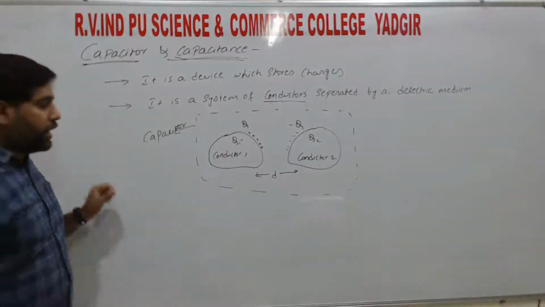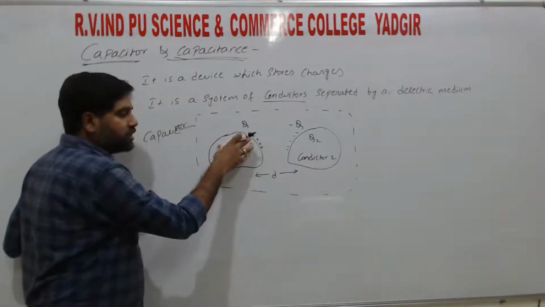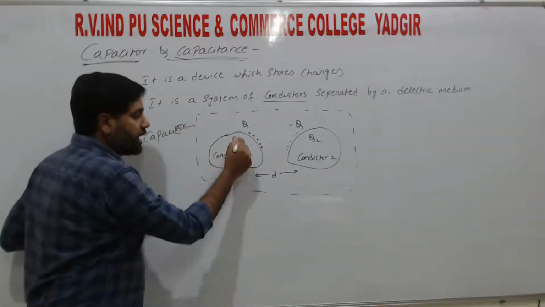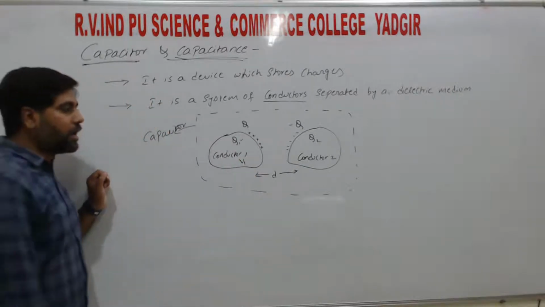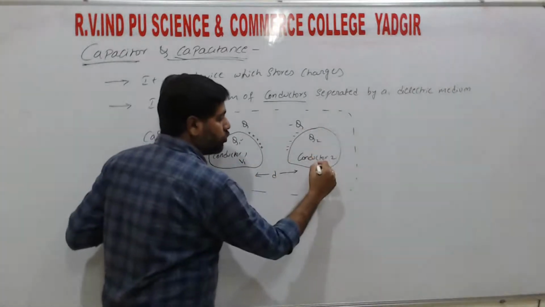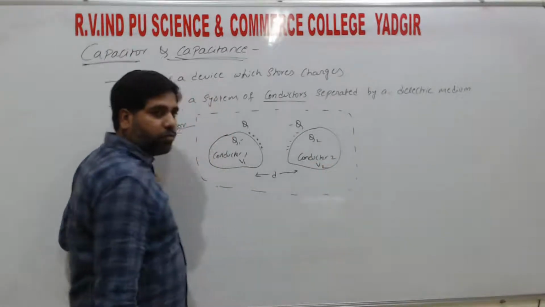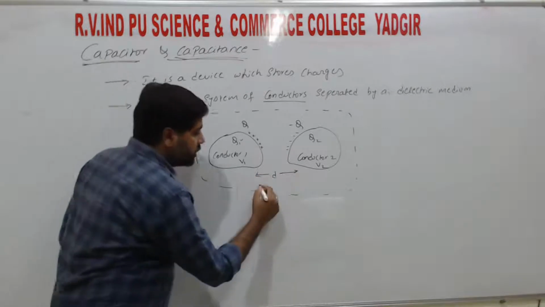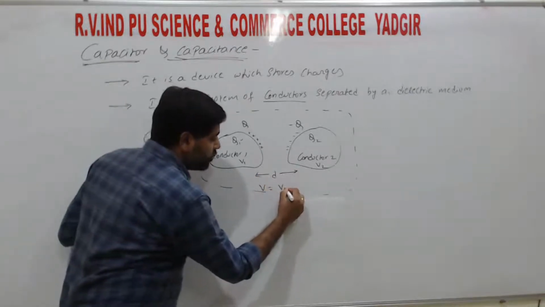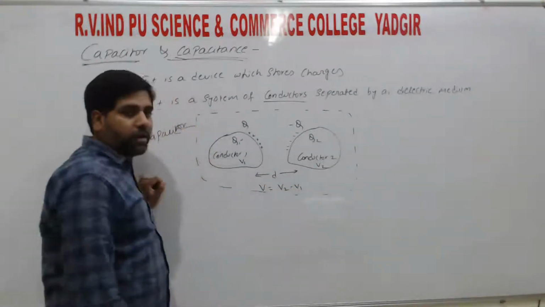right? If it stores charges, that means the charge on this conductor gives it a potential, right? That potential we call V1, and the potential on conductor 2 we call V2, right? So the potential difference between these two conductors we take as V equals V2 minus V1, right?